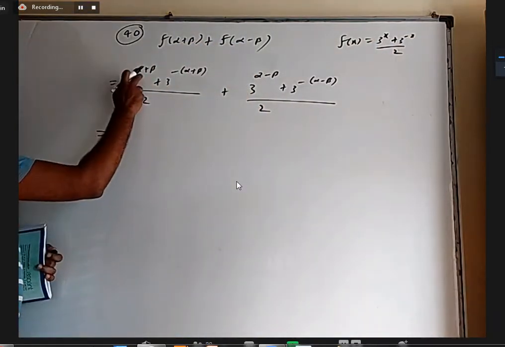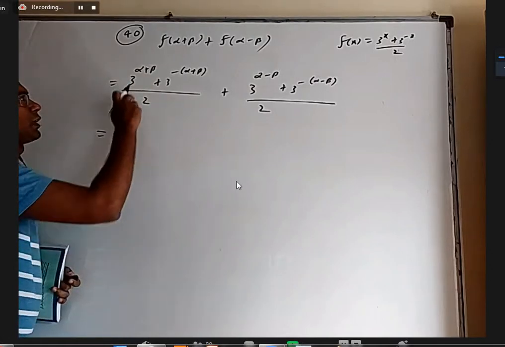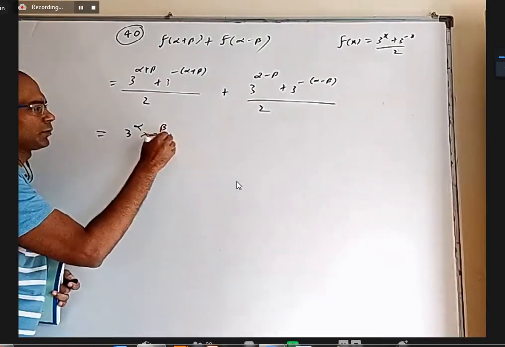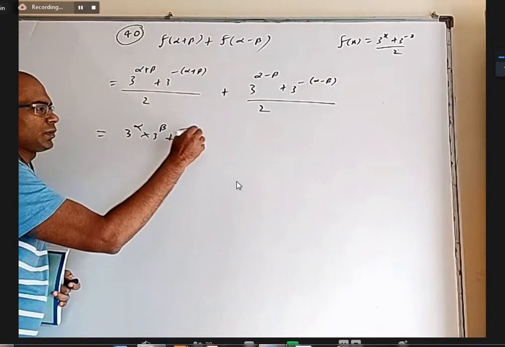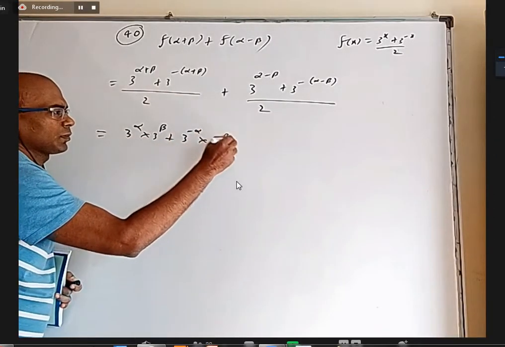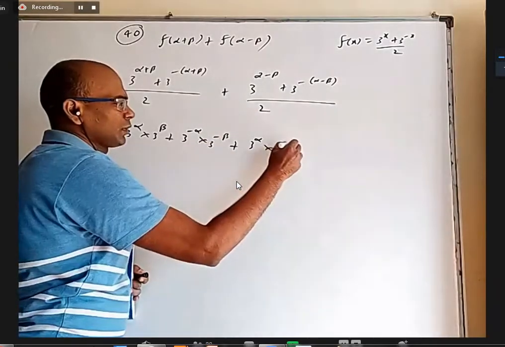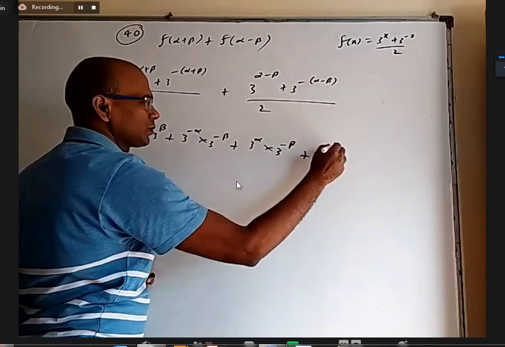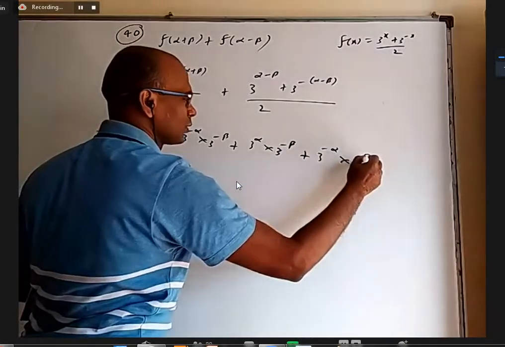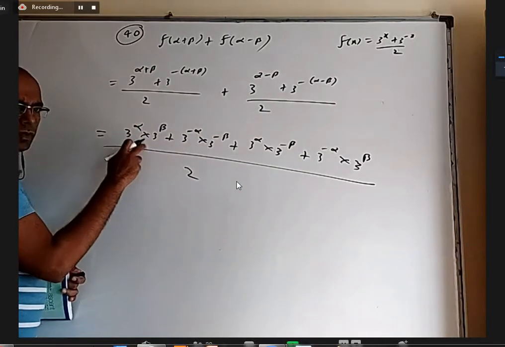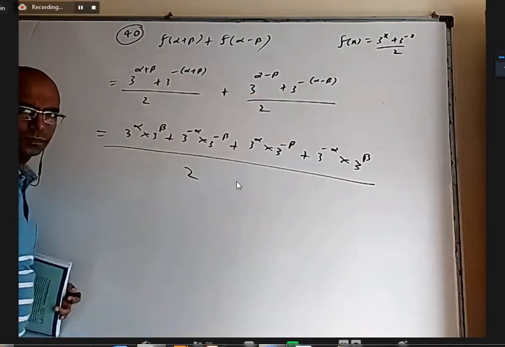A power m plus n, I can write a power m into a power n. So this actually can be written as 3 power alpha into 3 power beta. This is 3 power minus alpha into 3 power minus beta. This is 3 power alpha into 3 power minus beta. This is 3 power minus alpha into 3 power beta. So a power m plus n, I wrote a power m into a power n, every term like that.